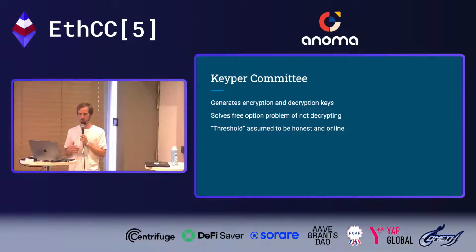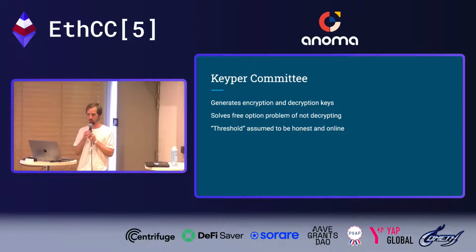Therefore, our solution here is to have a committee. We call it the keepers. Their job is to provide encryption keys and decryption keys. They first provide the encryption key and give it to everyone. Users can now encrypt their transactions, and later, once they see that the block producers produced their block, only then will they provide the decryption key. This solves the free option problem because the user is not involved anymore in the decryption. They can't choose to not reveal, but they also don't have to do it themselves.